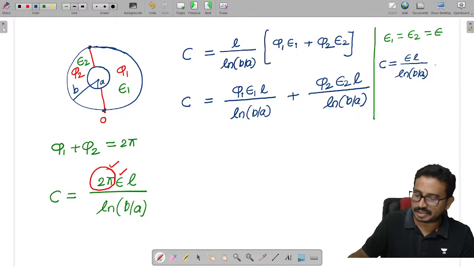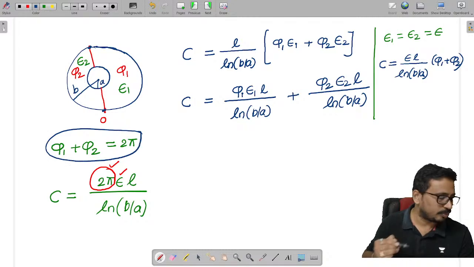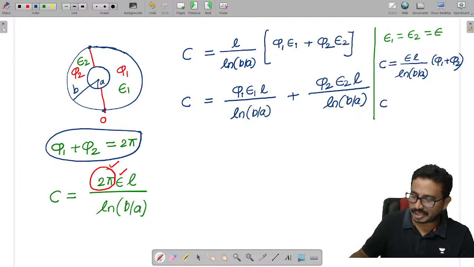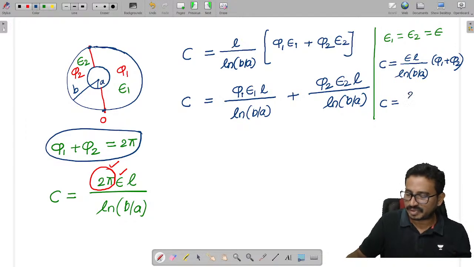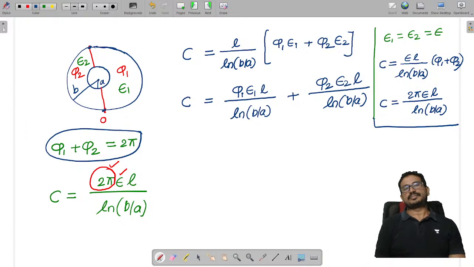What comes after this? This is phi 1 plus phi 2, right? Phi 1 plus phi 2 is nothing but 2 pi. So did the actual formula come or not? Which is given as 2 pi epsilon L by ln of B by A. Did everyone get this or not? Tell me, did it come?